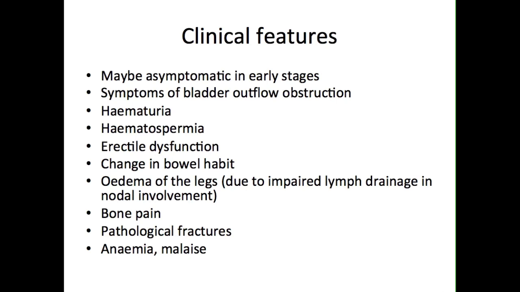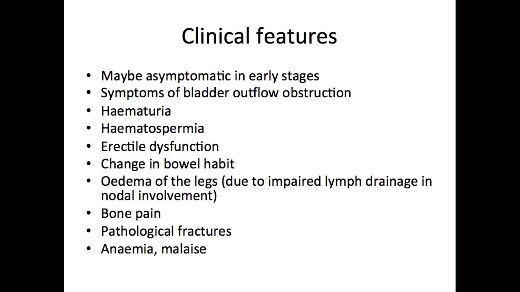T3 and T4 tumours can also present with lower urinary tract symptoms, but may also present with other symptoms as a result of local advancement of the tumour. These can include urinary incontinence and renal failure. This is due to the involvement of the bladder neck and occlusion of the ureters.